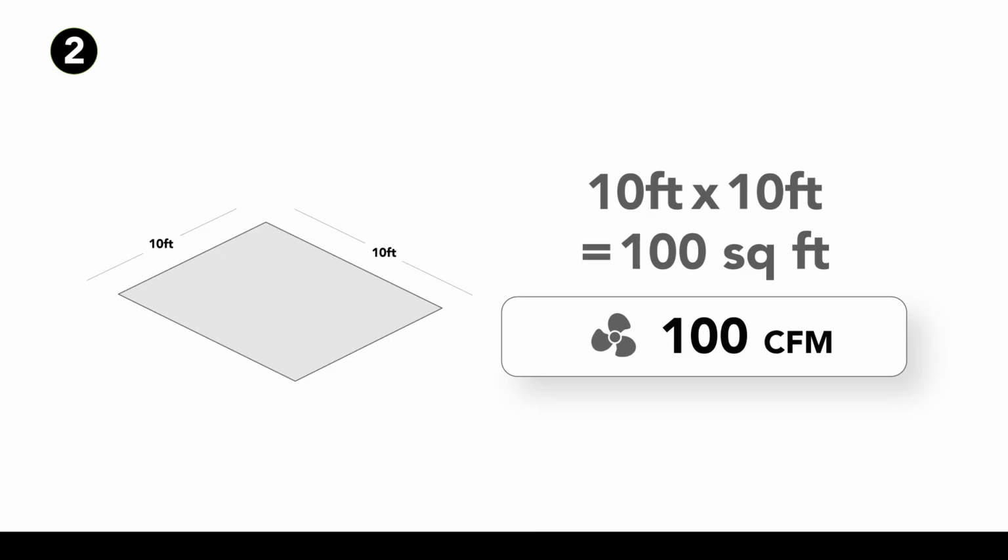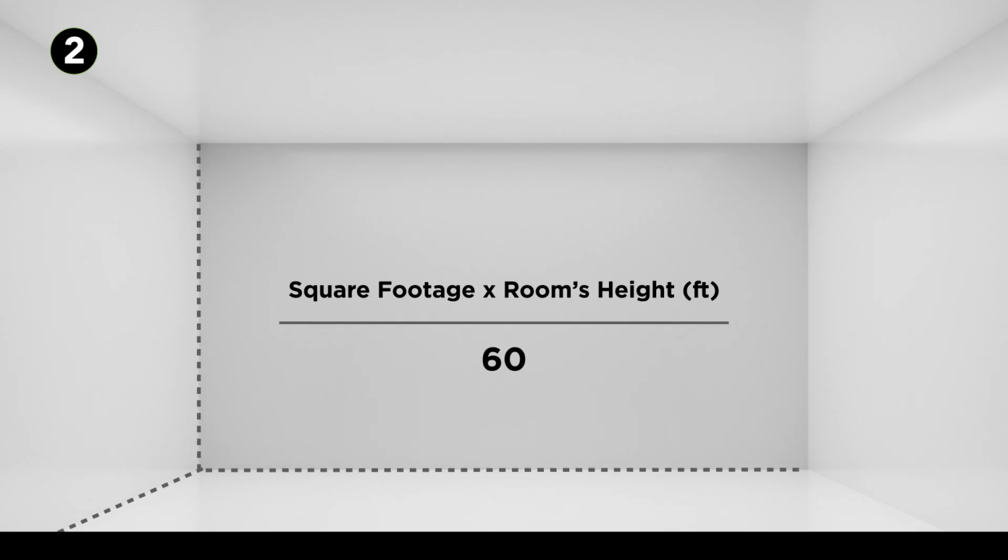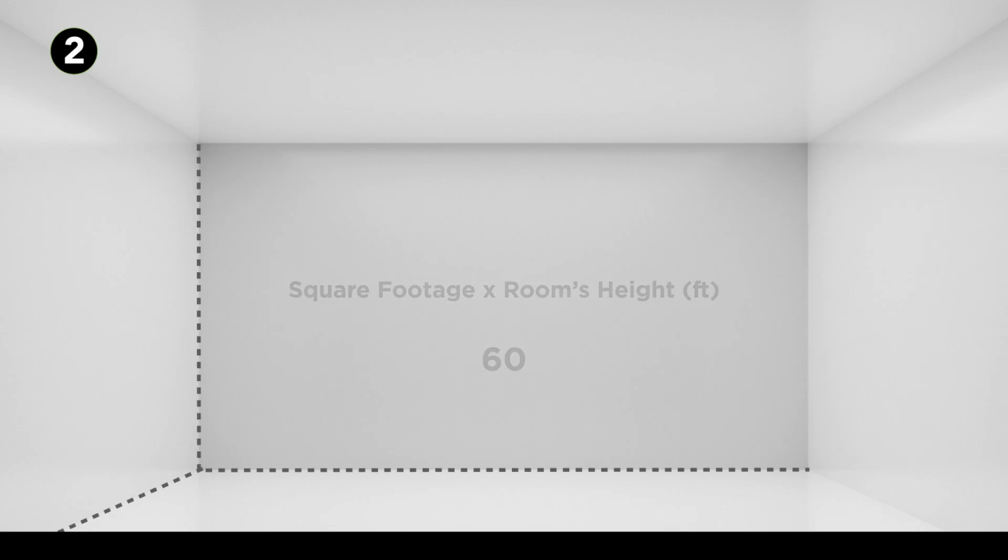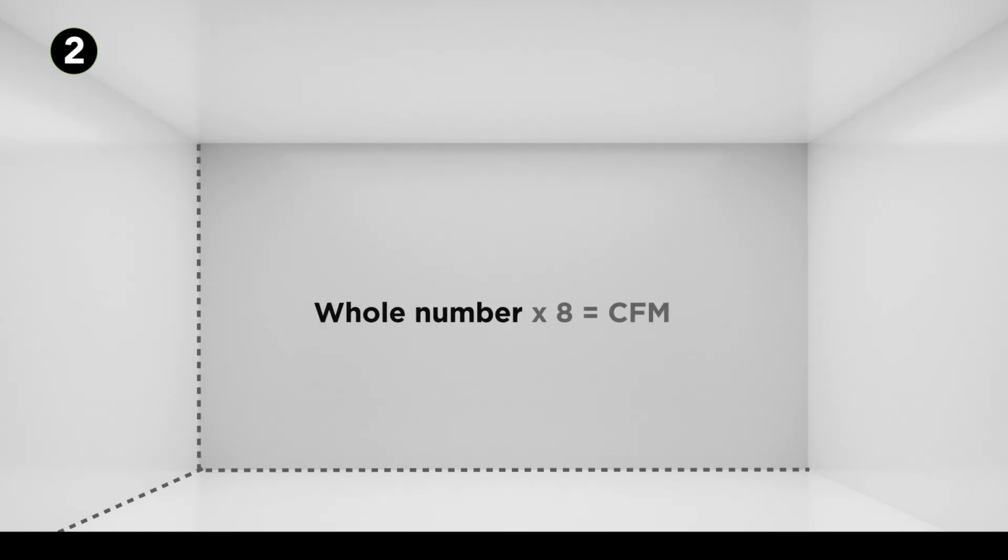However, for rooms with ceilings over 8 feet high, the formula is a bit different. If your room has higher ceilings, take its square footage and multiply by the room's height in feet. Then, divide that number by 60, the minutes in an hour, and round up that result to the next whole number. Lastly, multiply the whole number by 8, the recommended number of hourly air exchanges for residential use, to get the CFM for the ventilation fan you need.